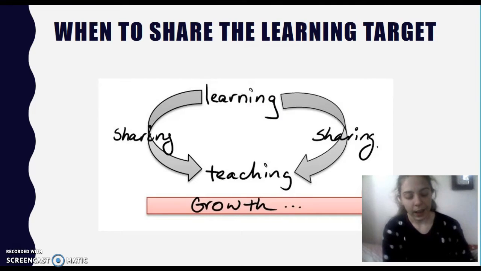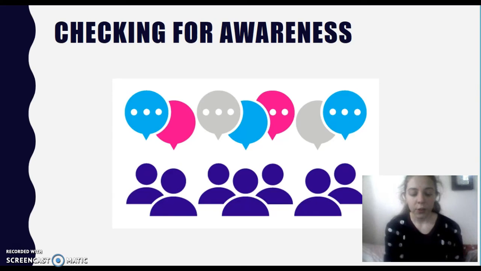When to share the learning target. You can share it several ways. As part of the anticipatory set for the lesson or unit, so today or this unit will cover this, unfolding over several weeks, or as part of an activity which reveals the target. Check to see that students can articulate the learning target when you check for awareness. You can use exit slips or short answers and things like that to check for mastery of the learning target.